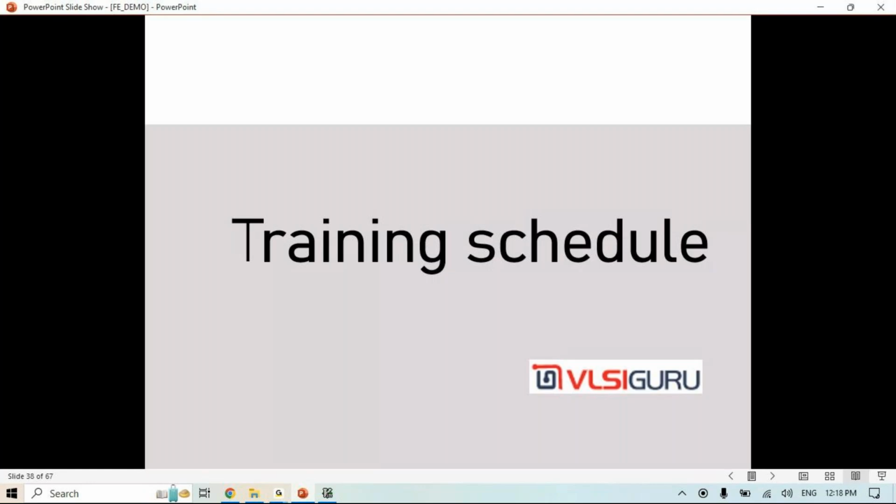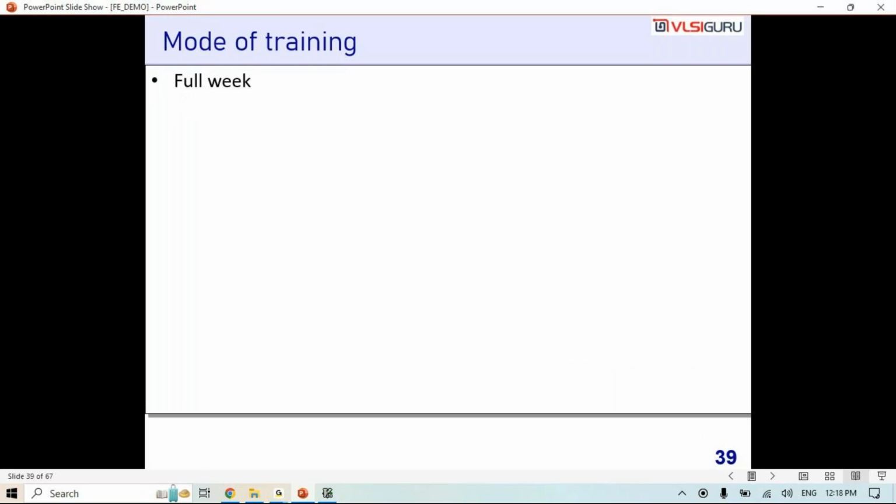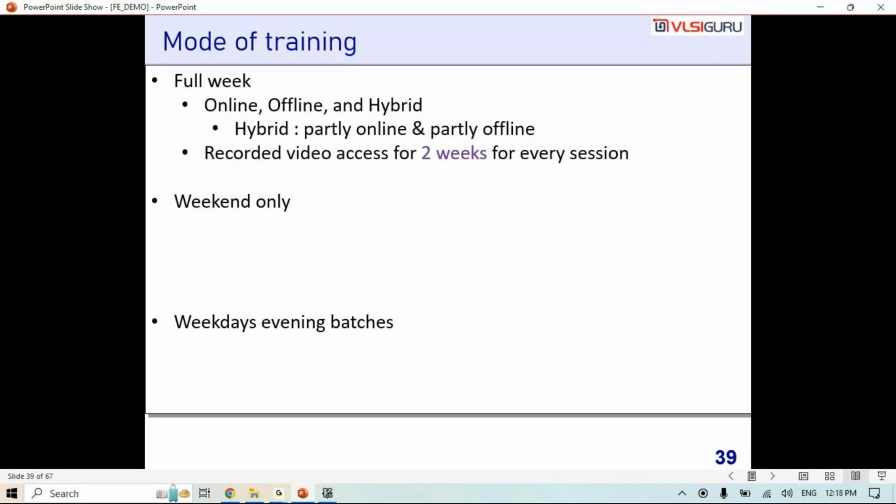Now let's come to the generic topics: schedule, support, placements, other things. See, for the training schedule, there are 2 or 3 modes of training. One is the full week mode of training and the weekend only mode of training. In some cases, weekday evening batches. Full week training is available in online, offline, and hybrid models. You can attend online if you want. You can do 100% offline also, like the way you are attending in the classroom, and the way people are attending online, they can attend the course 100% online.